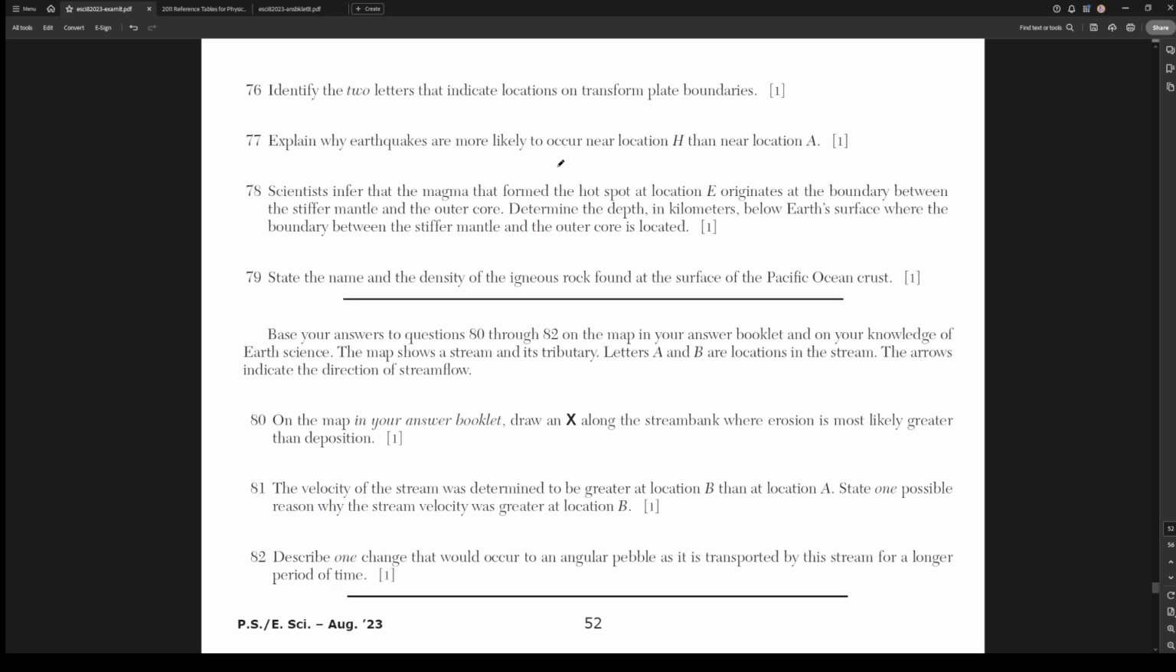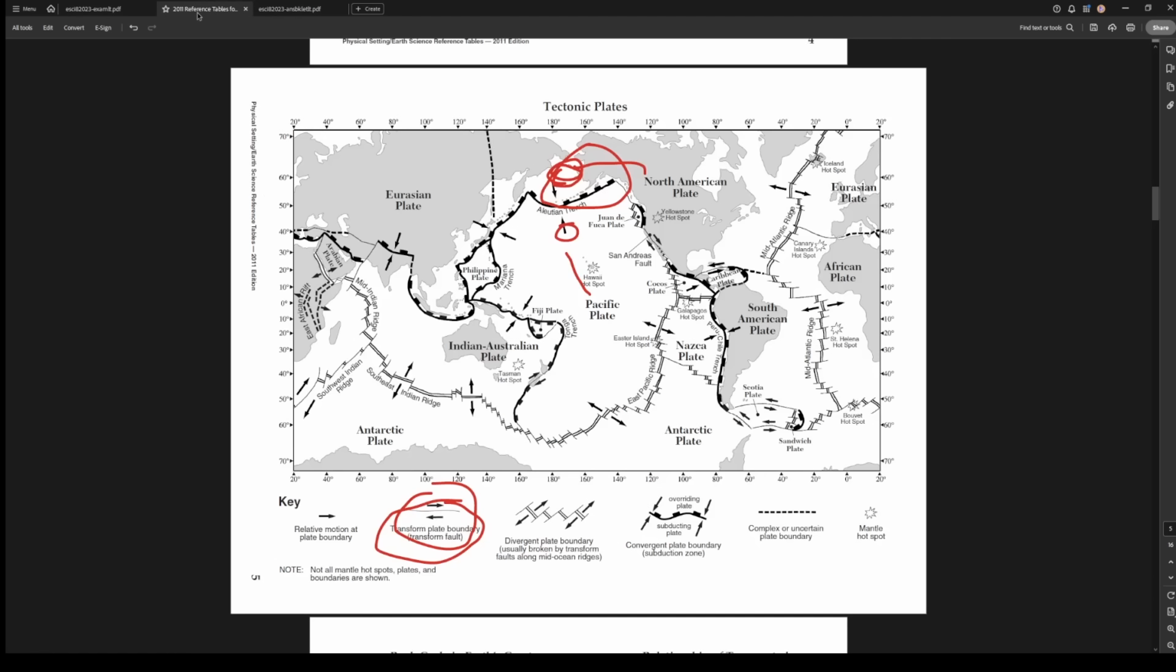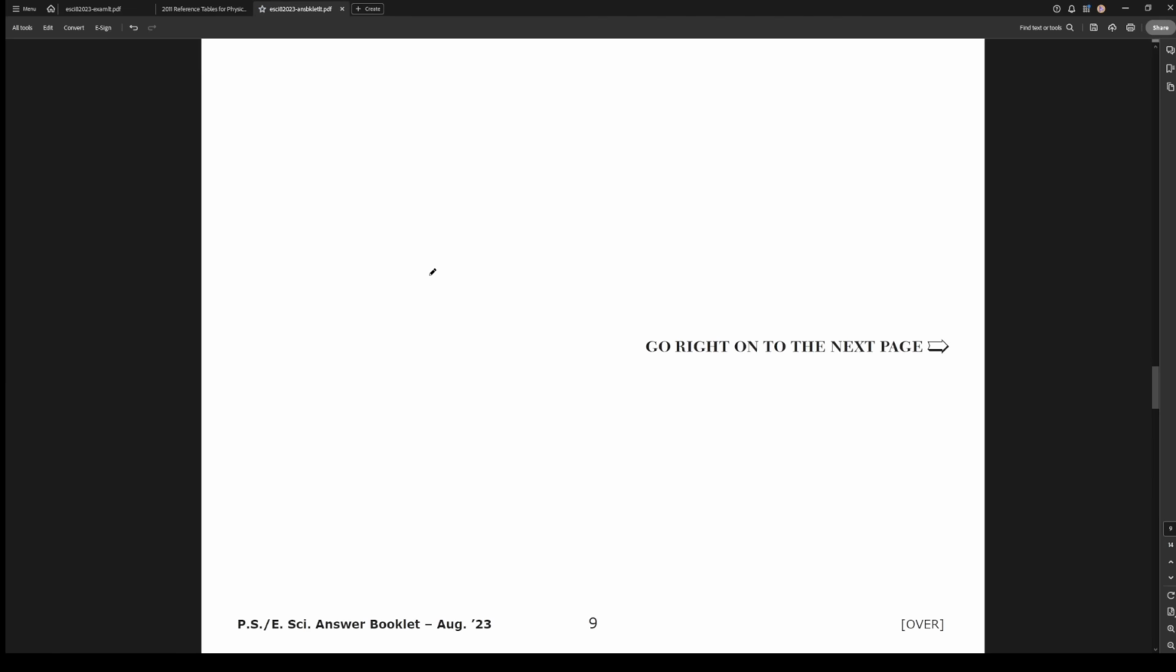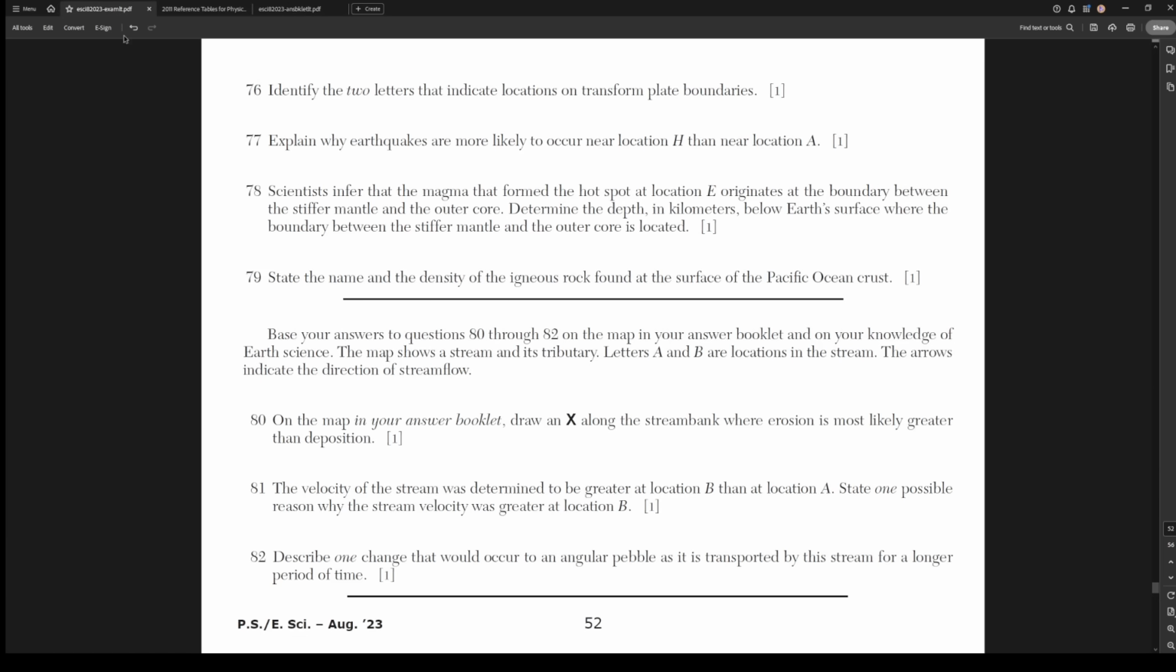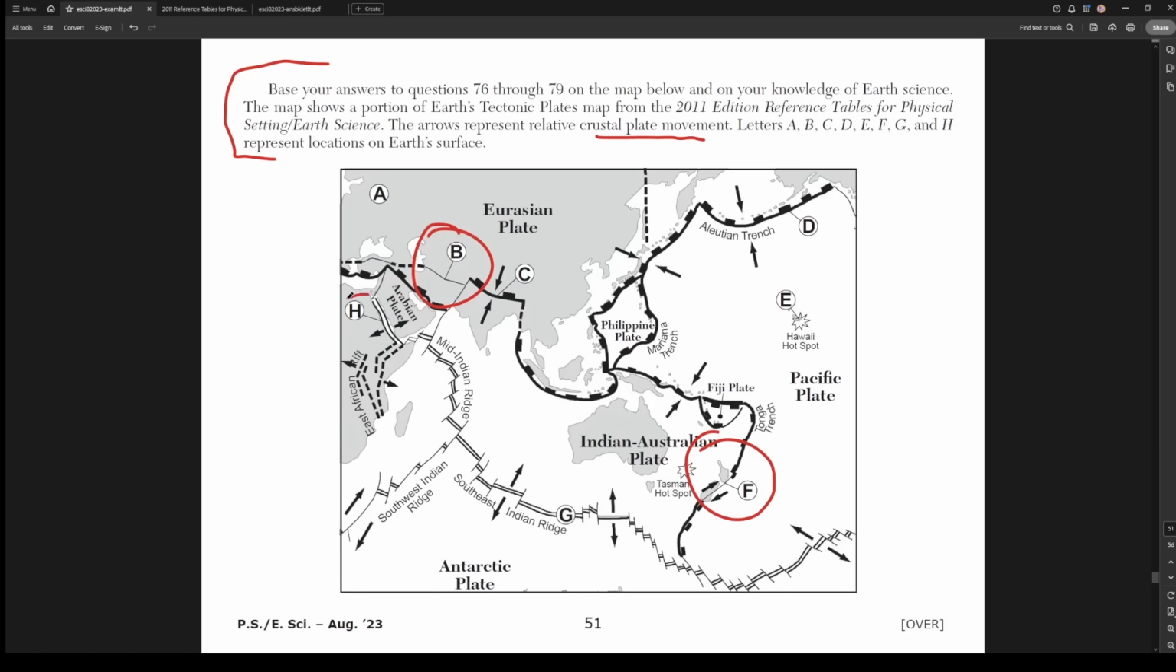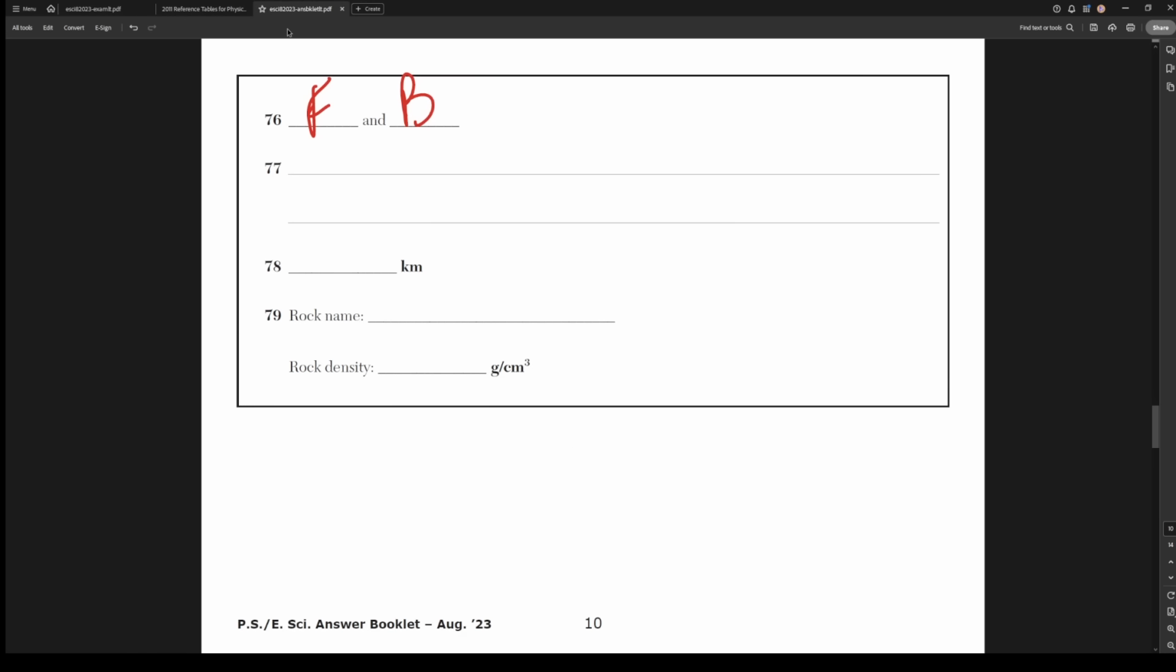Explain why earthquakes are most likely to occur at location H, then A. H is on a divergent plate boundary, and A is not. A is not on a plate boundary. H is on a plate boundary. That's all I need to say.